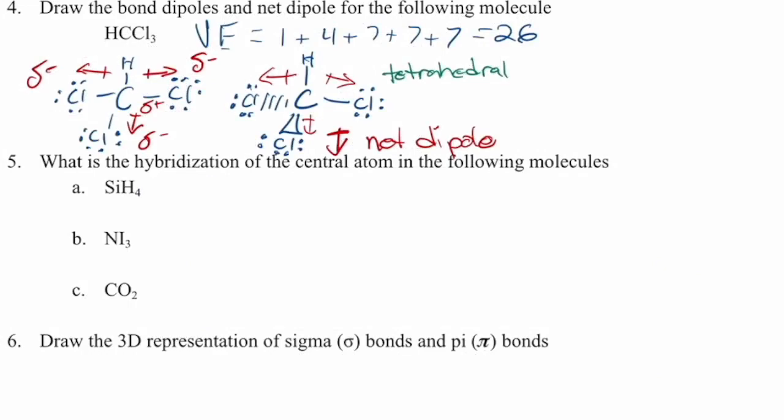HCCl3 is polar even though it's tetrahedral because all of the atoms are not the same. The net dipole exists because the bond dipoles do not cancel. Remember, this is still going to give us the bond angles of 109.5. However, the bond dipole for the three chlorines will add together to give us a net dipole. So be aware of that and understand that this kind of question will likely come up, and you will need to be able to differentiate between a tetrahedral molecule that is and is not polar. Okay.